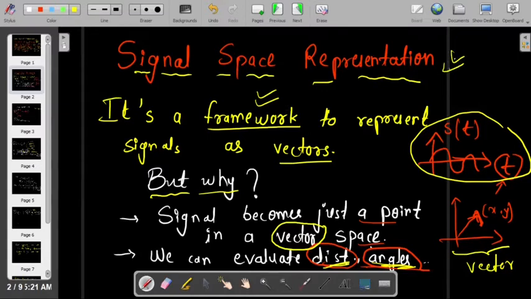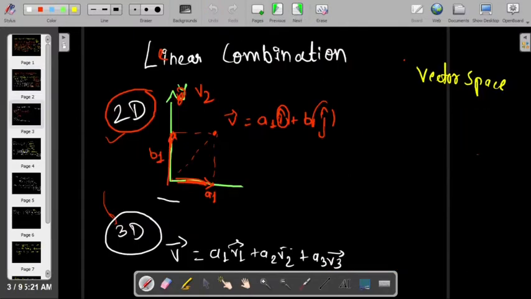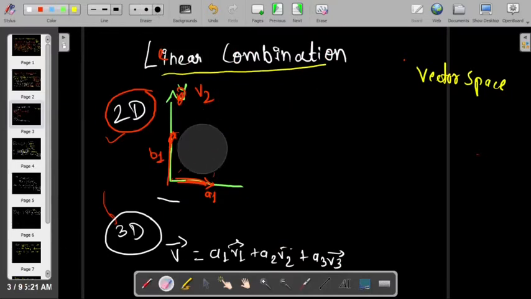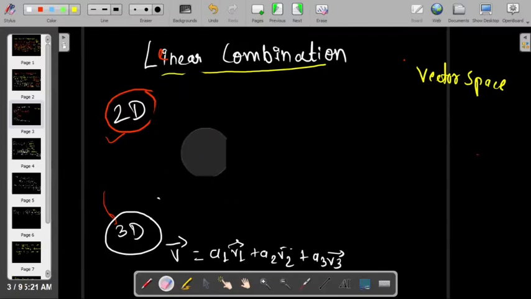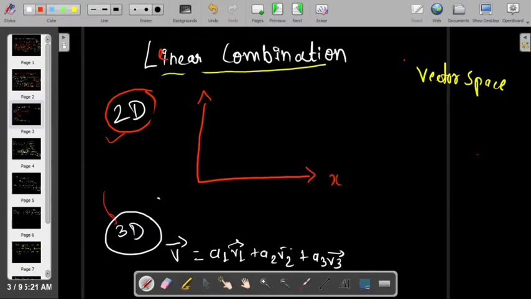But before that, as I said, let's discuss some alien terms like linear combination and basis function. So first of all, what is linear combination? Just consider a 2D case. Let me redraw this, because it's quite congested. Let's say we have our coordinate system that we study from primary school, and let's say this is i cap and j cap, because we know that these are unit vectors in the direction of x and y respectively.